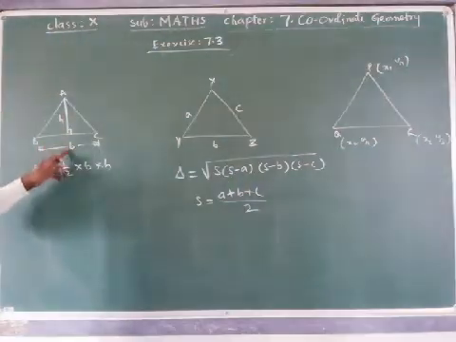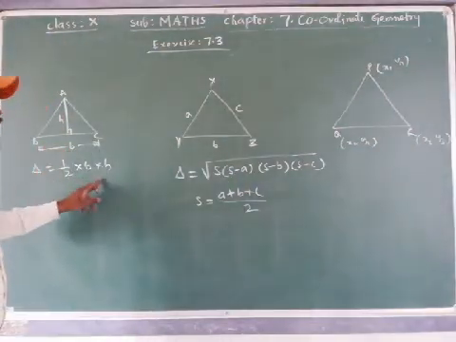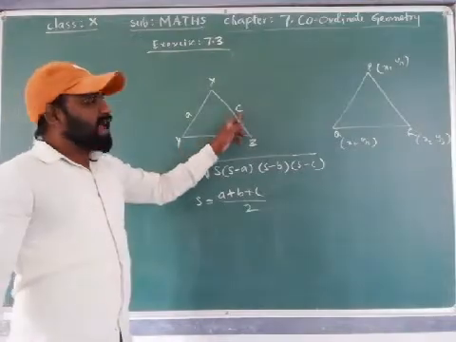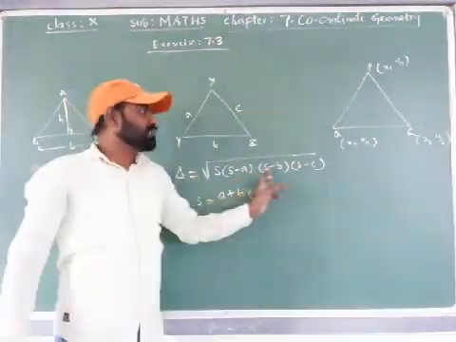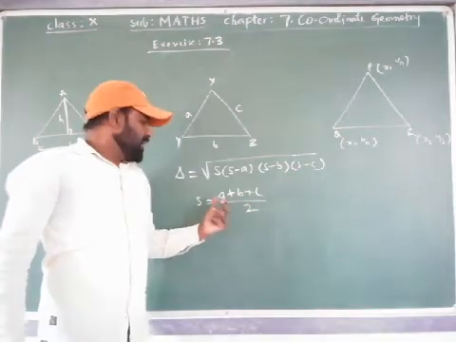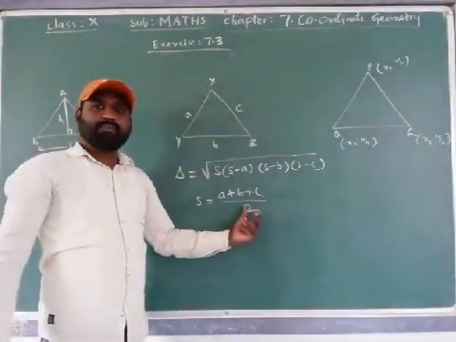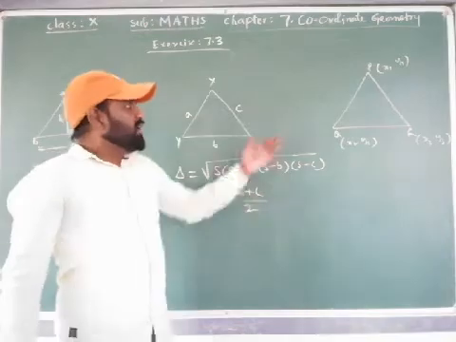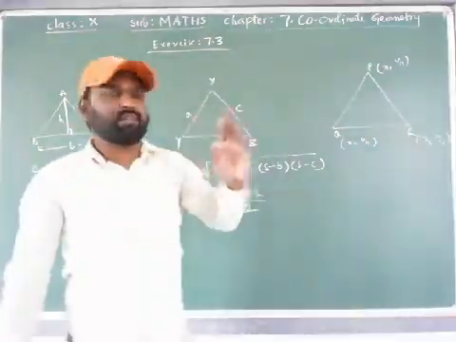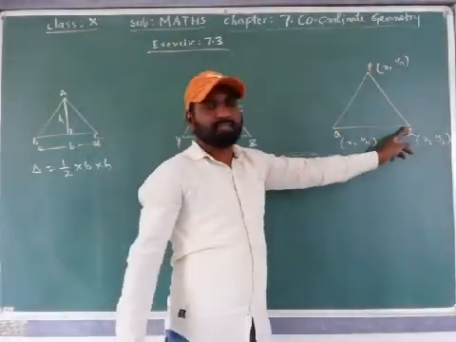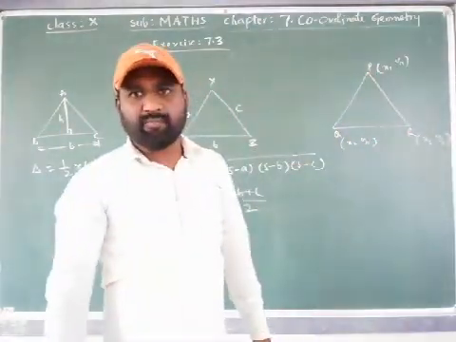Here, if base and height are known, area is half into base into height. Here, if the measures of the sides are known, then Heron's formula: under root of s into (s minus a), (s minus b), (s minus c), where s is equal to (a plus b plus c) by 2. But here we don't know even the measures of the sides, we know the vertices only, we know the 3 vertices. Then how to find the area of the triangle?